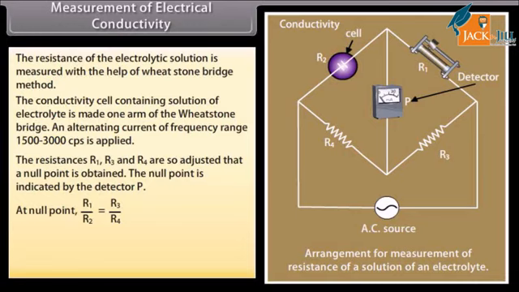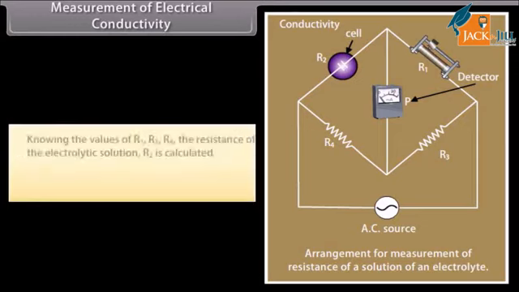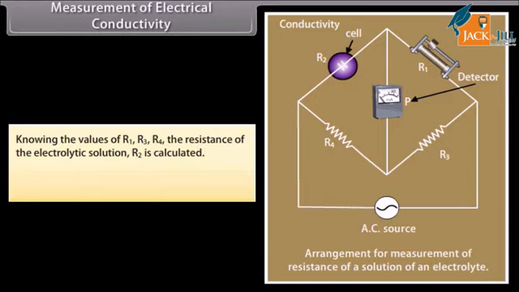At null point, R1 upon R2 is equal to R3 upon R4. R2 is the resistance of electrolytic solution. R2 is equal to R1 multiplied by R4 divided by R3. Knowing the values of R1, R3, R4, the resistance of the electrolytic solution R2 is calculated. The reciprocal of R2 gives the conductance of the solution.